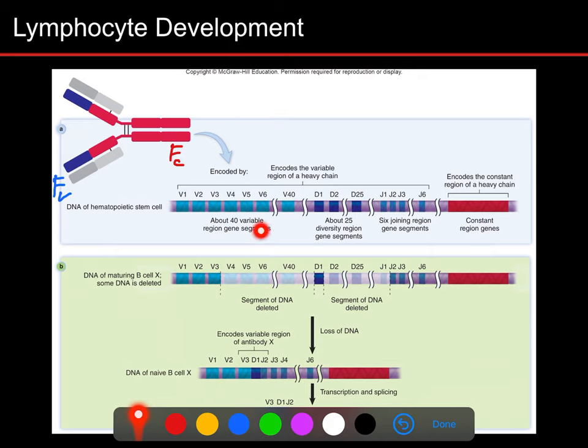It has what's called the V region, and it has 40 different options for the V region. It has about 25 different options for the D region, and it has 6 for the J region. And most of your cells don't make antibodies, and they don't do anything with this. They have them all, right? But in antibody-making cells, or in T cells, in immune system lymphocytes, when you assemble the gene that's going to get made, the protein that's going to get made, you pick one from column A, one from column B, one from column C.